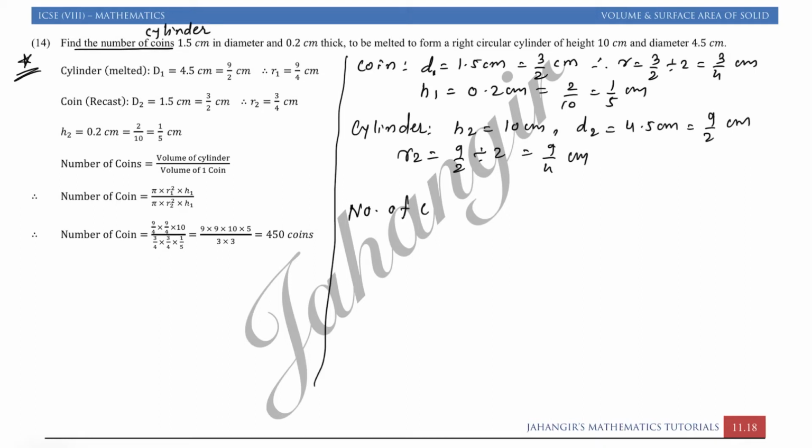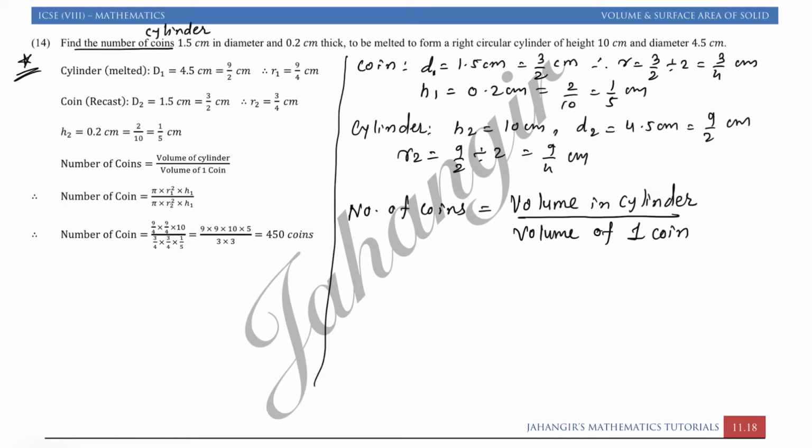Now what we will do, we have to find number of coins, so we will write number of coins is always equal to the volume of cylinder melted. Whatever is melted will be in the numerator. Volume of cylinder, it's like a wall from bricks, how you find, we had done in cuboid, full wall you have to make with a brick, so we can write number of bricks is equal to volume of wall upon volume of one brick. Here we will write the same, volume of cylinder upon volume of one coin.